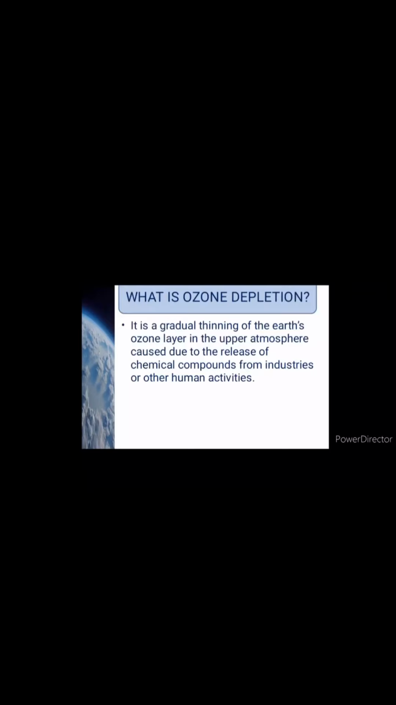Do you also know that our Earth has its own form of sunscreen? This is what we call the ozone layer. The ozone layer is a region in the Earth's stratosphere that protects the Earth from the harmful ultraviolet radiation of the sun. But before digging in, we will first define what ozone depletion is.